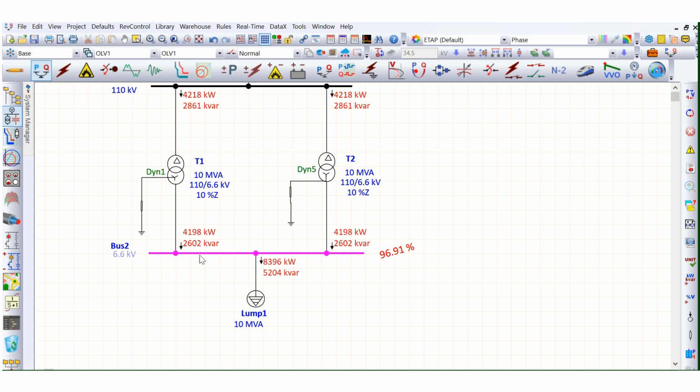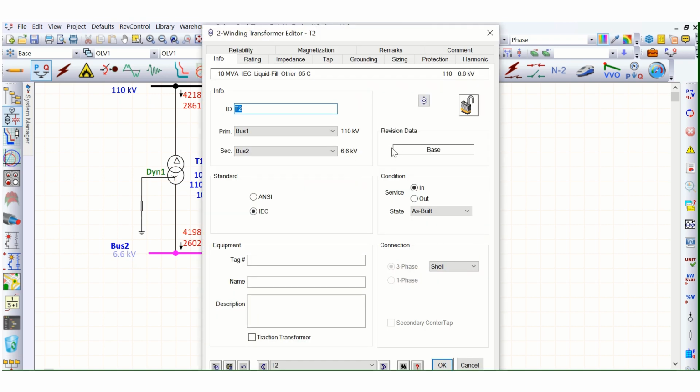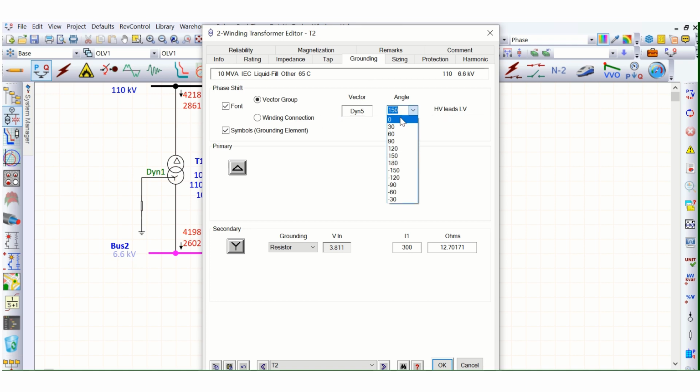Okay, so here 4198 kilowatt, 4198 kilowatt, and reactive power is also same. Okay, now there is a point. For this transformer vector group, for group 1, it should be group 1. If the transformer T1 vector group is group 1, then it should also be group 1. If it is group 2, this should be also group 2. Group 1 means 0 degree. So here suppose 0, then 0, and group 2.